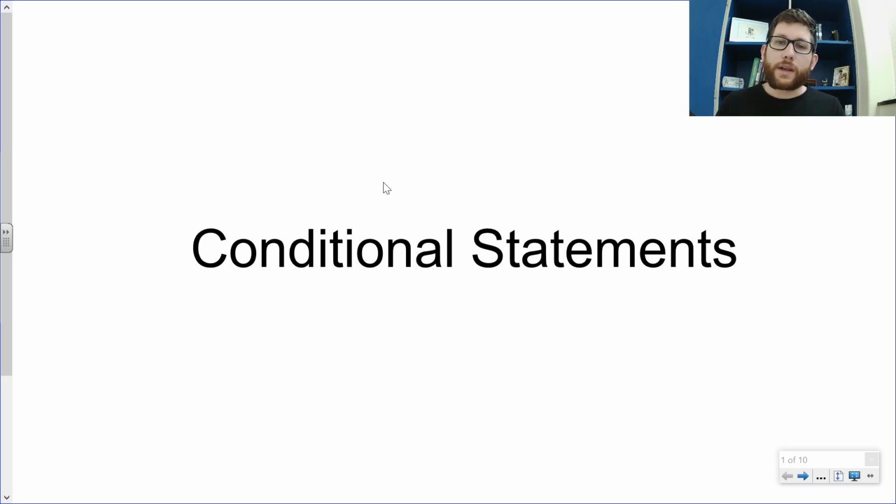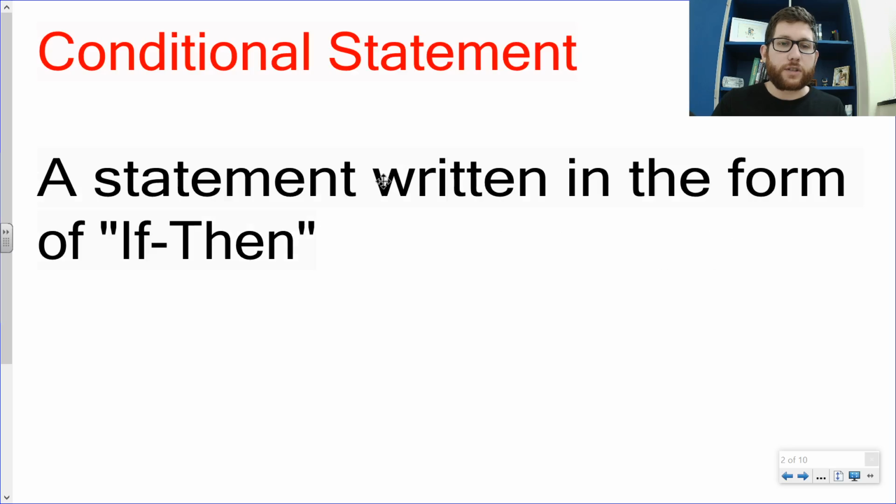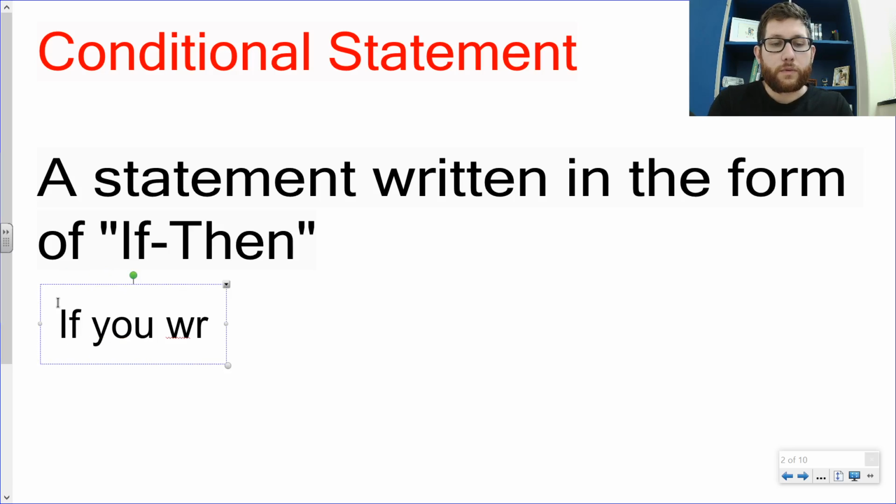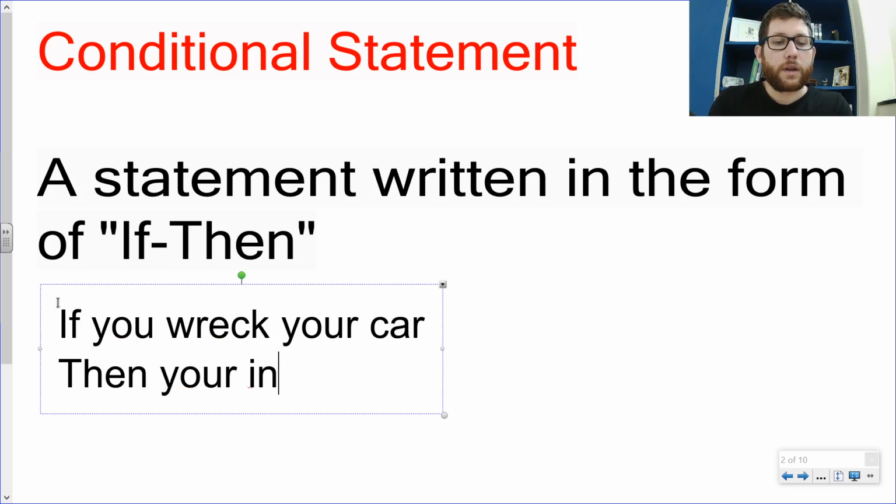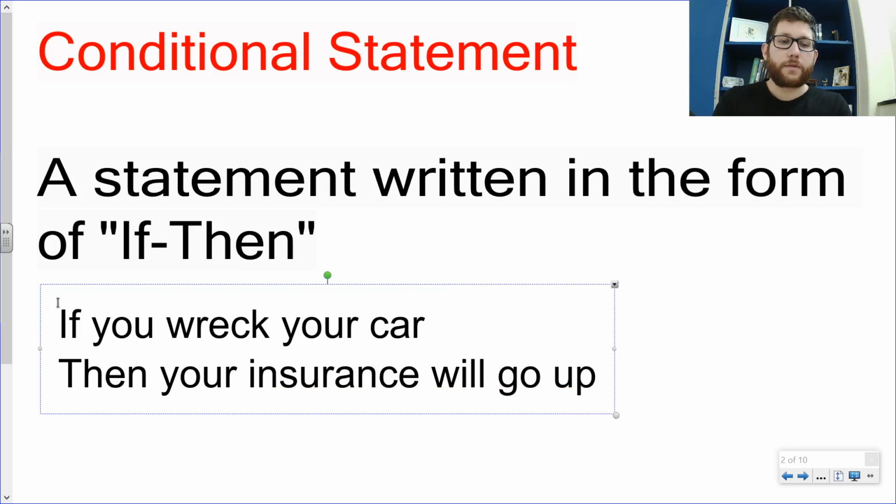You might be asking, what is a conditional statement? And that's a great question. So let's find out. A conditional statement is a statement written in the form of if, then. So let's write an example here of an if, then statement. If you wreck your car, then your insurance will go up. Some of you might be taking driver's ed here soon or driving soon. So generally, if you wreck your car, your insurance premiums do go up because you're deemed an unsafe driver.